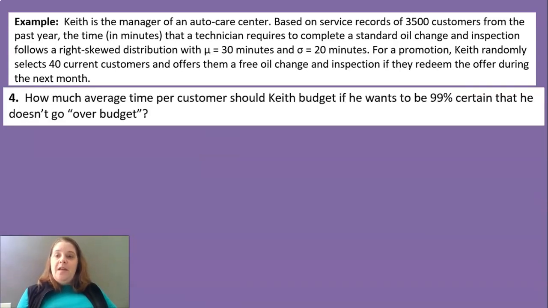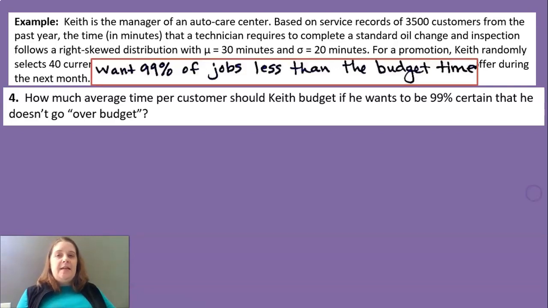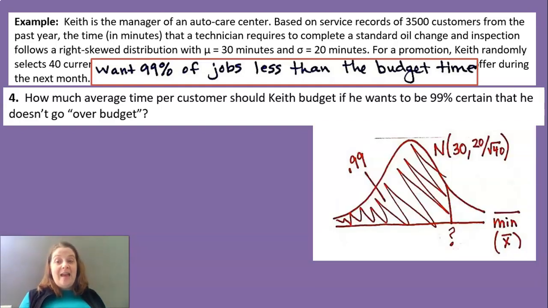Okay. All right. How much time per customer should Keith budget if he wants to be 99% certain that he doesn't go over budget? All right, so what this is basically saying is he wants 99% of the average possibilities here to be less than that budget time. So we're still talking about average time. On average, how long should it be to make sure that 99% of possible average times are less than whatever that is? We don't want to go over budget. So we know the mean is 30, standard deviation is about 3.16. I want something 99% at or below. How much time should we budget for the average?